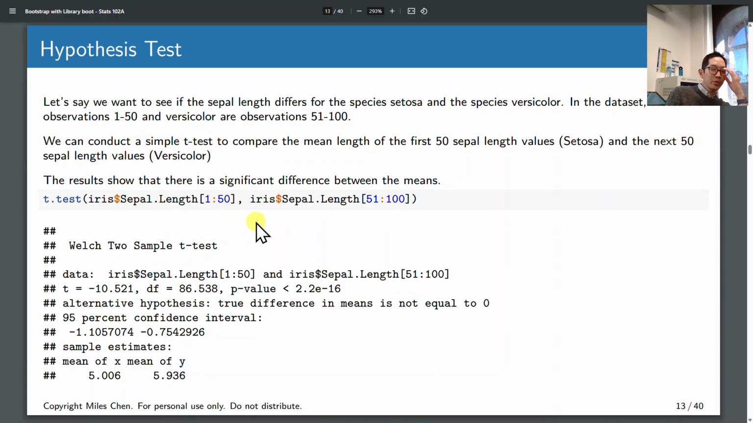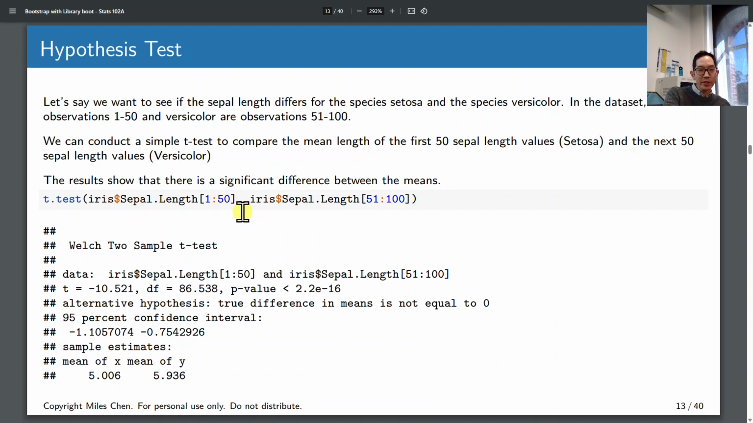The way it's arranged in the data frame is so that the first 50 values are Setosa, and then observations 51 through 100 are versicolor, and then observations 101 through 150 are virginica. But here we're just going to compare Setosa versus versicolor. So I'm just going to look at the first 100 values, and we'll say, okay, the first 50 are Setosa, and I want to compare the sepal length of my first 50 Setosa values, and then I'm going to look at the next 50, which are versicolor. So I'm going to do sepal length 51 through 100.